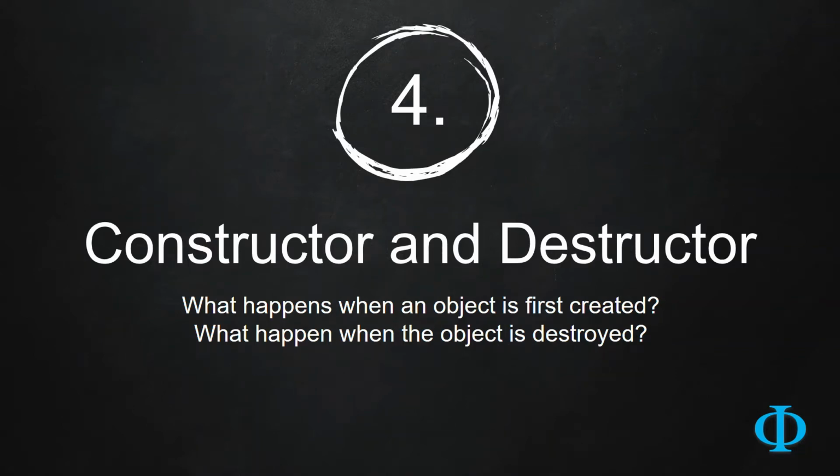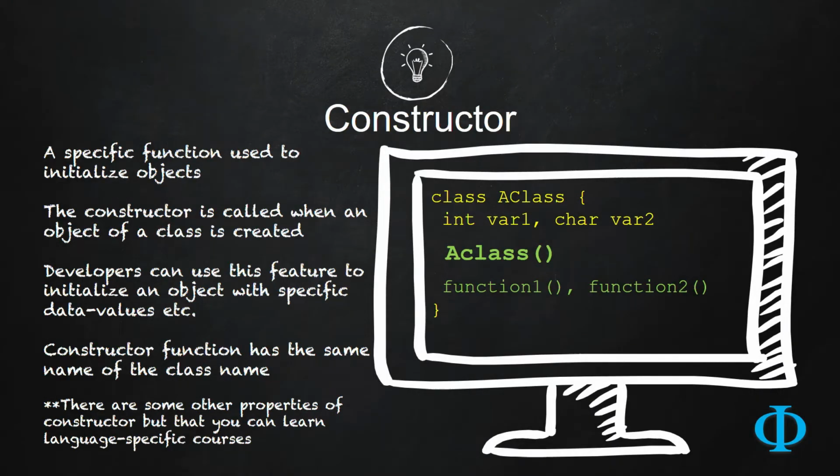In this video, we are going to learn about constructor and destructor. We will learn what exactly happens when an object is first created or what happens when the object is destroyed. So, a constructor is a specific function that is executed right at the time when the object is created. A constructor function can be called when an object of a class is created.